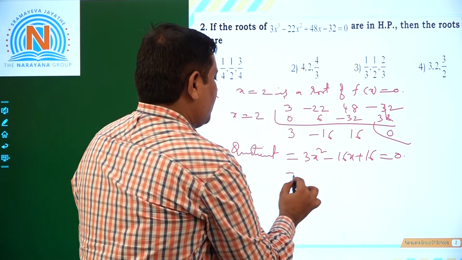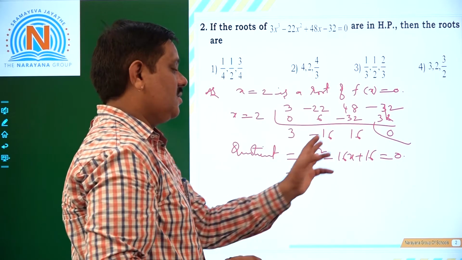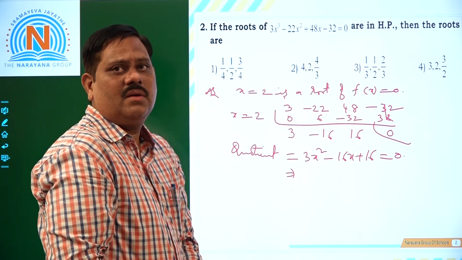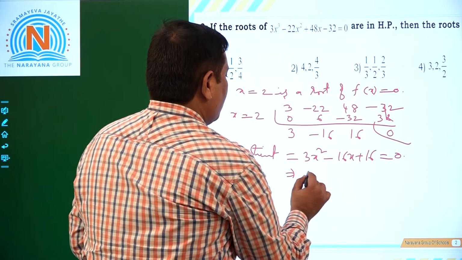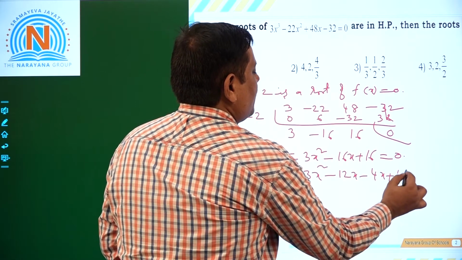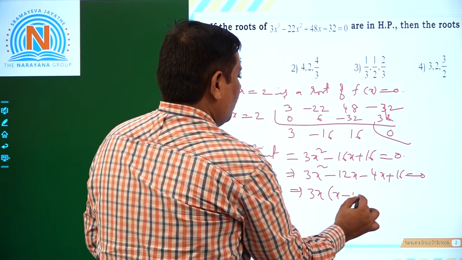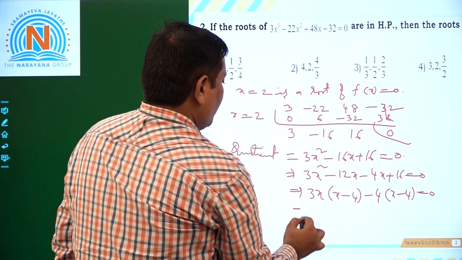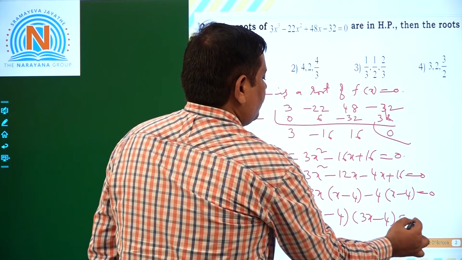If you factorize it, 3x square, 3 16s are 48. In the same way you have to get minus 16. What to take? 4 into 12. 4 12s are 48. So minus 4 minus 12. So that is 3x square minus 12x minus 4x plus 16 is 0. That implies 3x times of x minus 4 minus 4 times of x minus 4 is 0. That is otherwise x minus 4 times 3x minus 4 is 0.